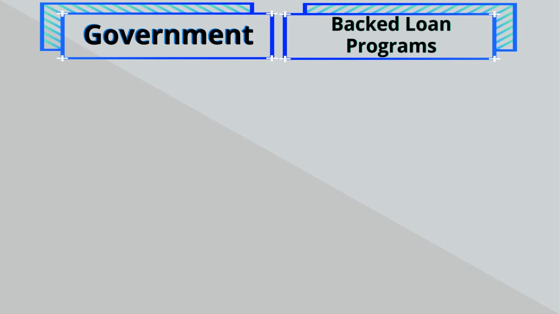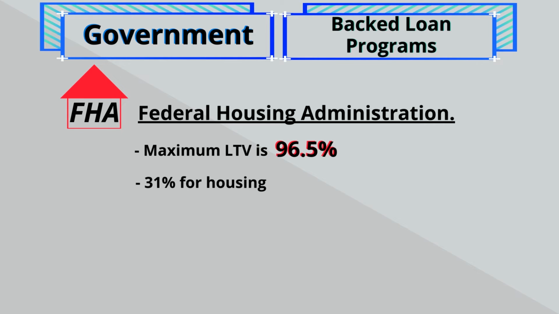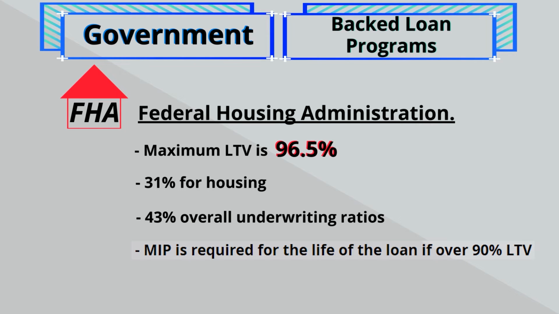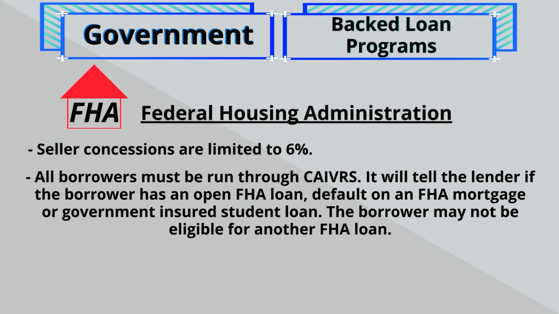Government-backed loan programs. FHA, Federal Housing Administration, maximum LTV is 96.5%, 31% for housing, and 43% overall underwriting ratios. MIP is required for the life of the loan if over 90% LTV. Seller concessions are limited to 6%. All borrowers must be run through CAVERS.